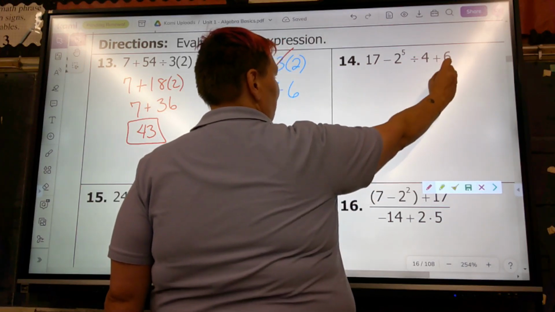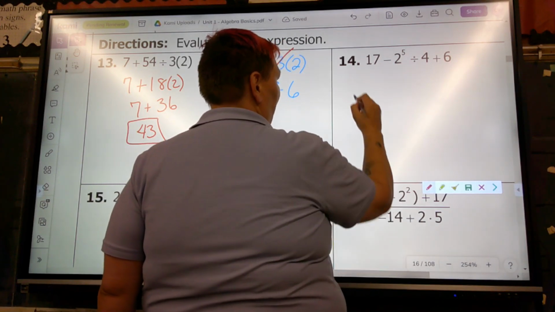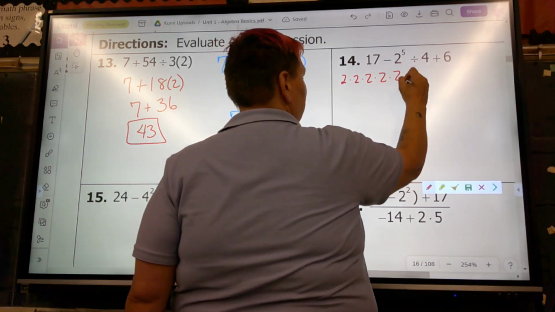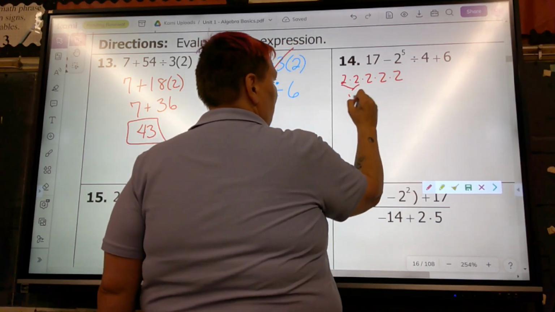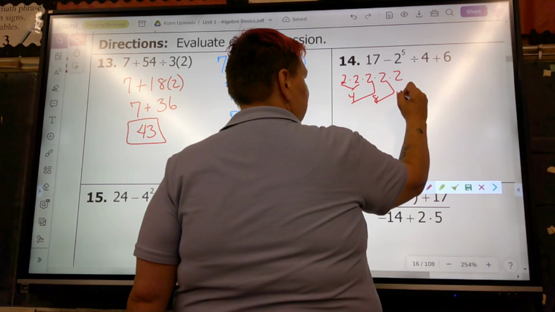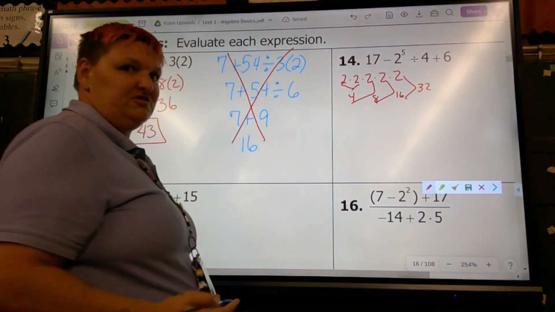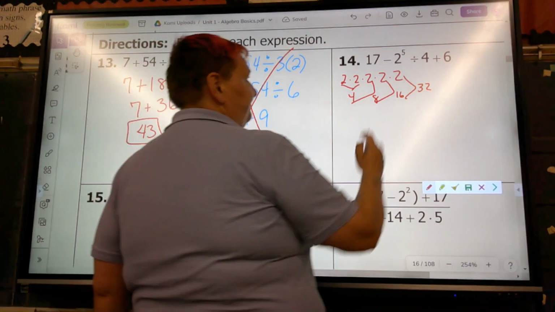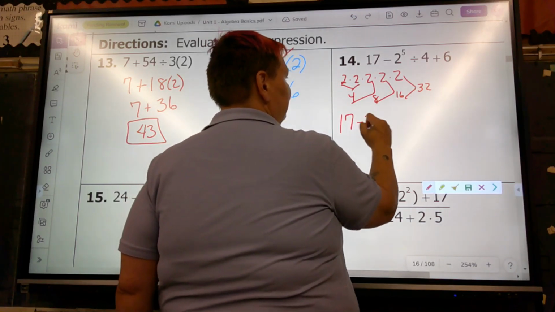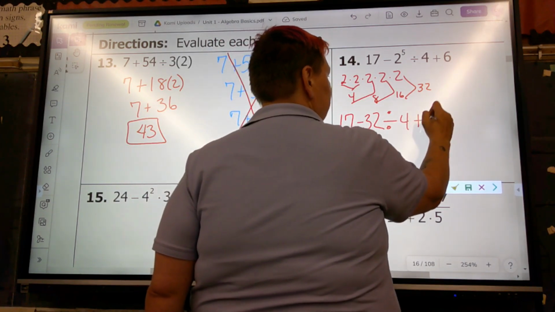Again, no parentheses to worry about, but this one does have an exponent. So 2 to the 5th power is 2 times 2 times 2 times 2 times 2. So 4 times 2 is 8, times 2 is 16, times 2 is 32. So 2 to the 5th power is 32, right? Don't forget that negative. So it's going to be 17 minus 32 divided by 4 plus 6.